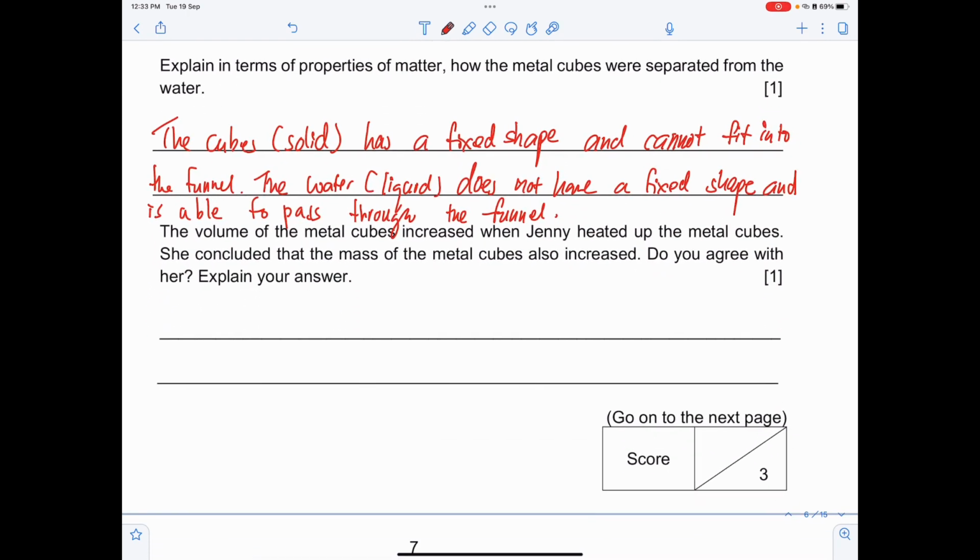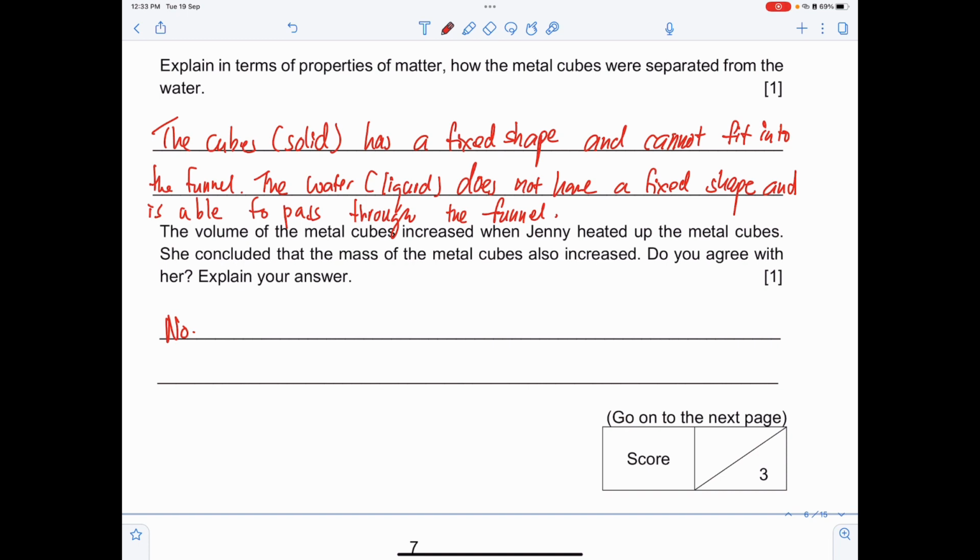Okay, next. The volume of metal cubes increased when Jenny heated up the metal cubes. She concluded that the mass of the metal cubes also increased. Do you agree with her? Explain. Obviously, no. So when you heat something up, what happens is the particles that make up the object actually move further apart from each other.